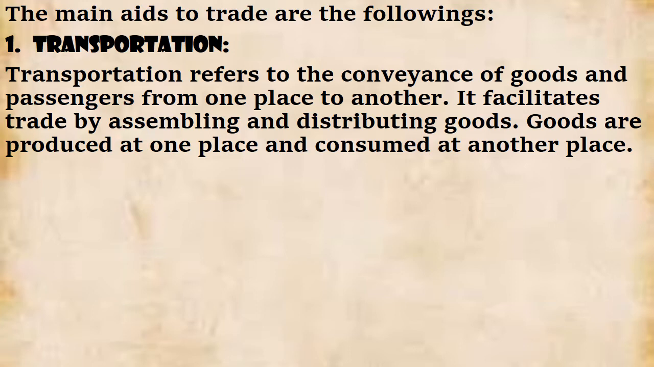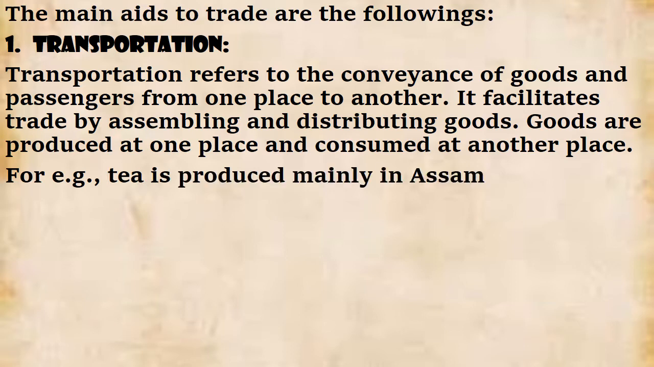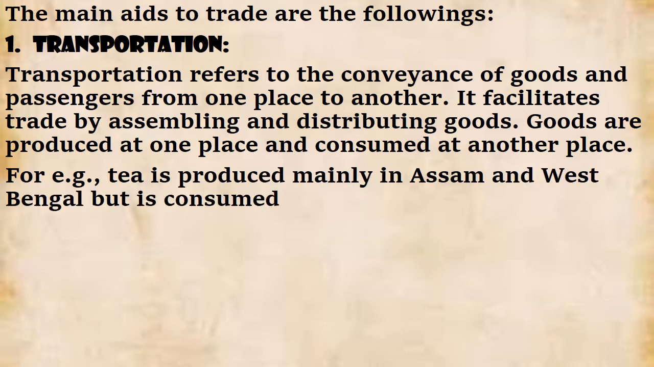Transportation not only functions as carrying goods from one place to another, but it also assembles and distributes the goods to different places, because the goods are produced at one place and consumption is done at various other places. For example, tea is produced mainly in Assam and West Bengal but is consumed all over the world. So an example is given here.